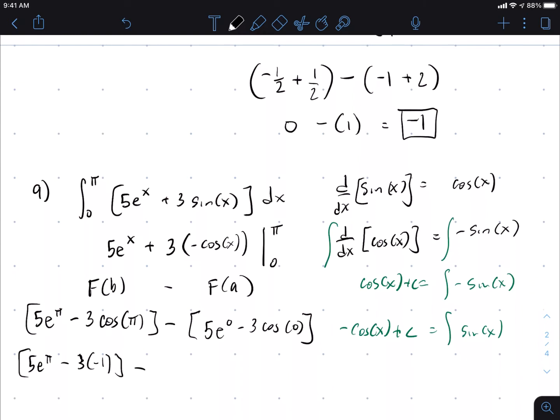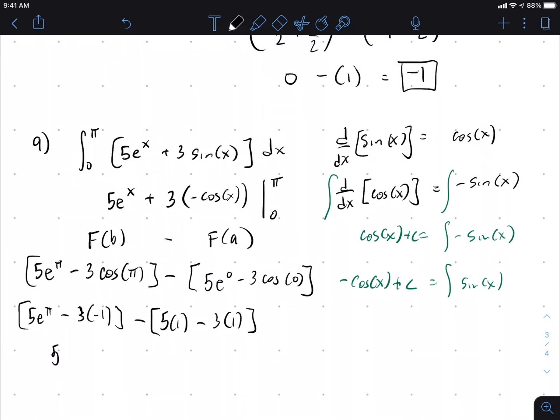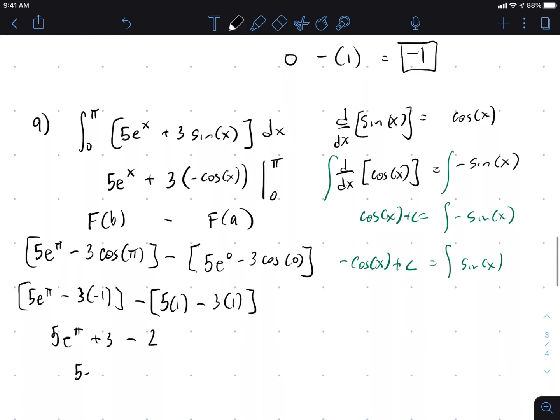Okay, minus e to the 0 is 1, right? Minus 3 times, what's cosine of 0? 1. Perfect, it's 1. So I'm going to get 5e to the pi plus 3 minus 5 minus 3 is 2, correct? So my answer should be 5e to the pi plus 1.